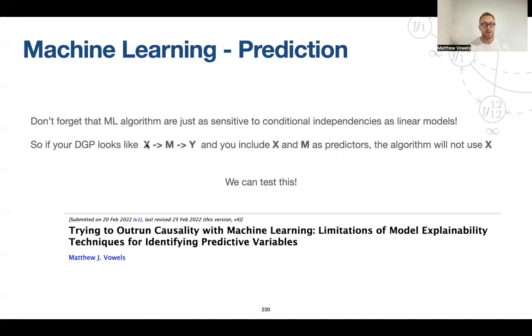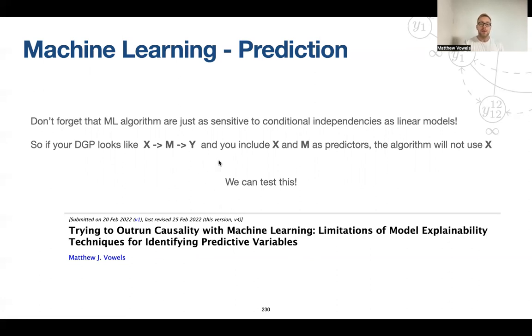And I think if we don't think too hard about it, it might be tempting to come to the conclusion that because machine learning is so powerful, so flexible, so data-driven, that it's always going to find a way to leverage everything in the data. But it's simply not true. And actually, I have a paper here, which, if you're interested in this, you're obviously welcome to have a look at, called Trying to Outrun Causality with Machine Learning: Limitations of Model Explainability Techniques for Identifying Predictive Variables. And this paper is really all about how our machine learning algorithms are highly sensitive, just as any linear model would be, to the underlying conditional independency structures in the data.